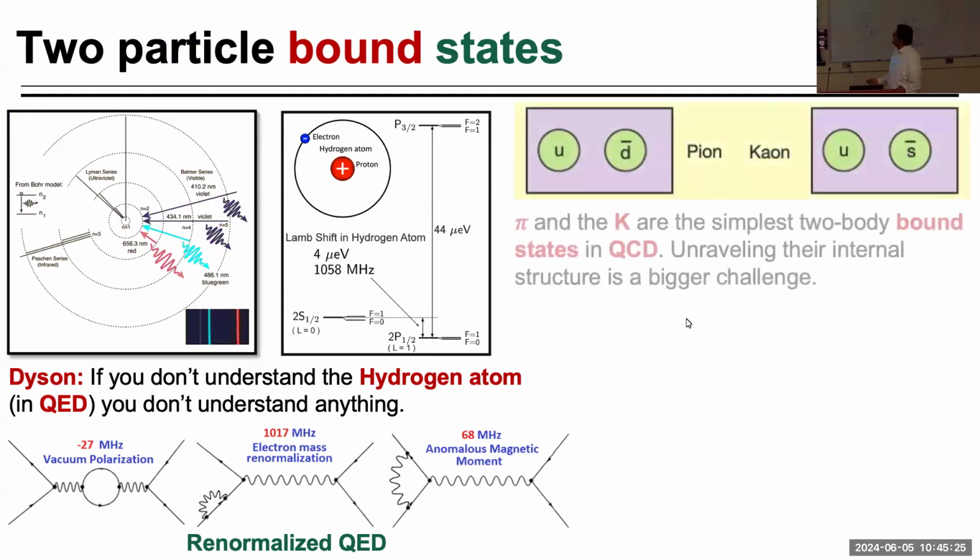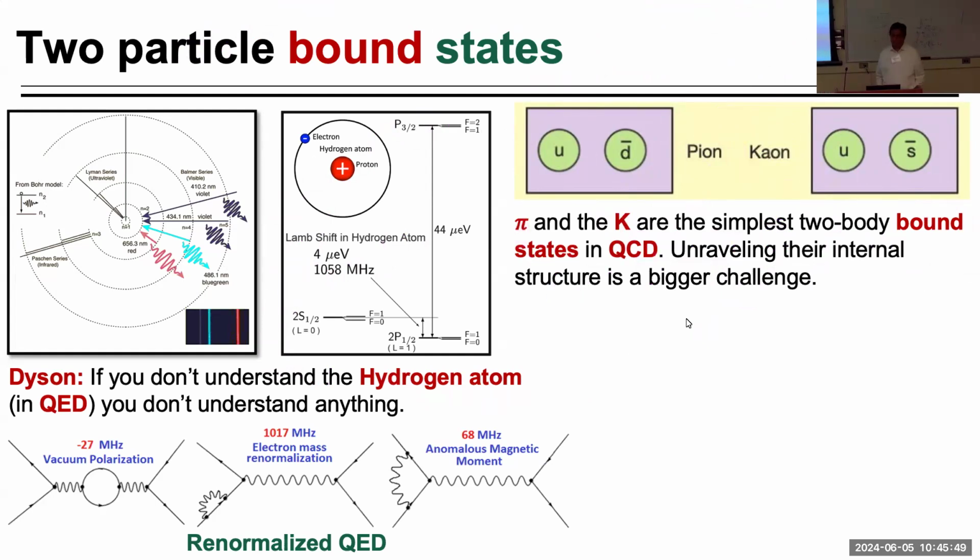Now, what we know is that the simplest or the lightest two-body bound states in QCD or hadron physics are the pion and the kaon. As I mentioned, they are two-body bound states, an equivalent of a hydrogen atom in QCD, and we expect that unraveling their internal structure is going to provide us, or is providing us already, with a much deeper understanding of quantum chromodynamics.